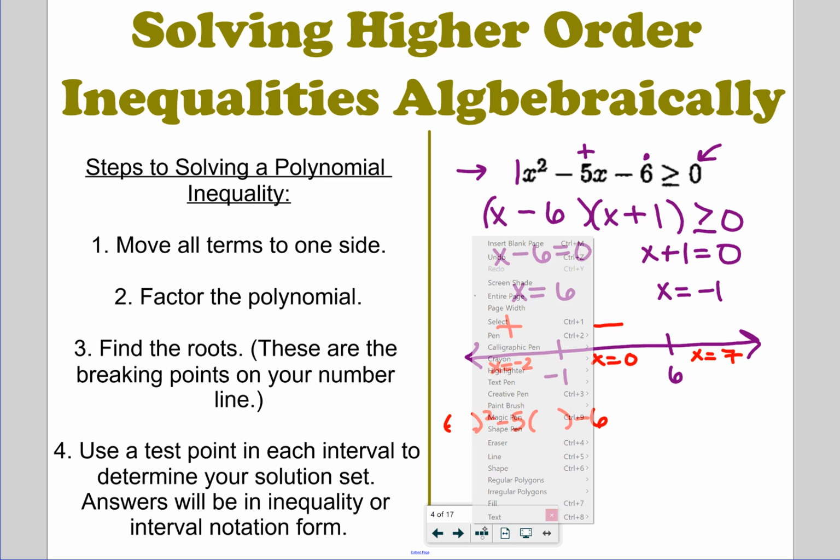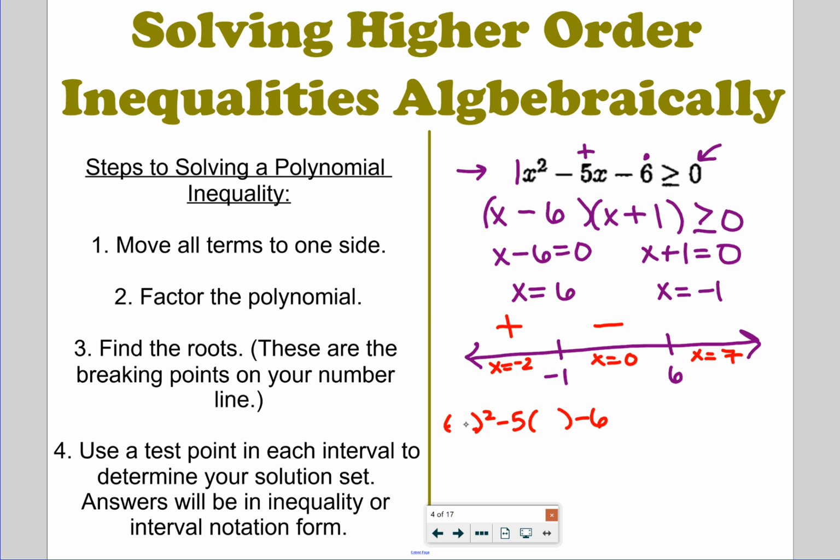If I plug 7 into this function, 7 squared minus 5 times 7 minus 6. So 7 squared is 49. Then I'll have minus 35, which is 14. Minus 6, again, gives me 8. So more importantly, I get a positive number out when I plug that value in.